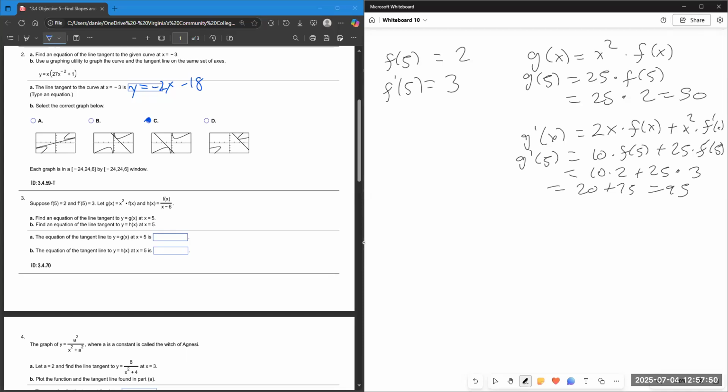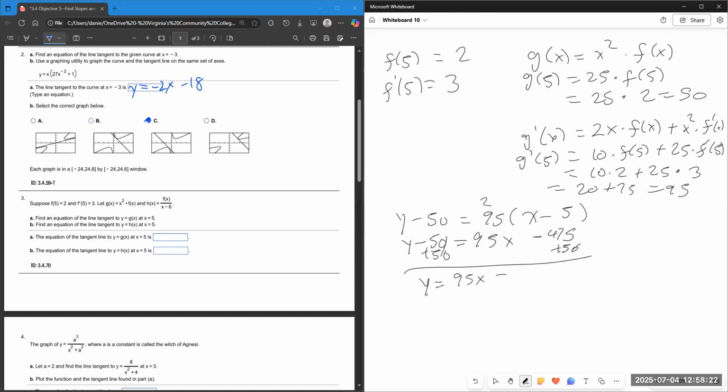And that gives me a tangent line of y minus 50 equals m times x minus 5. y minus 50 equals 95x minus 475. Add 50 to both sides. And y is equal to 95x minus 425.